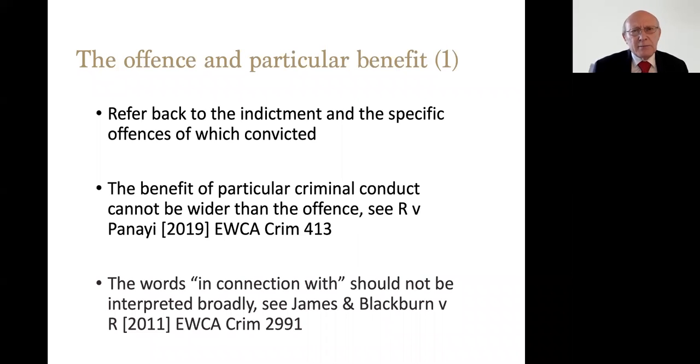And it was argued by the prosecution that the property, the cardboard boxes and so on, had been obtained by him in connection with the offence of which he was convicted. No, said the Court of Appeal, those cardboard boxes were obtained for the purpose of the offence, but that does not make them obtained in connection with the offence. So the cost of obtaining those was excluded from the benefit of particular criminal conduct. So we've just got to be a little bit careful about what we mean by "in connection with."